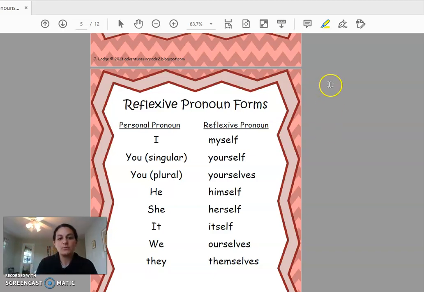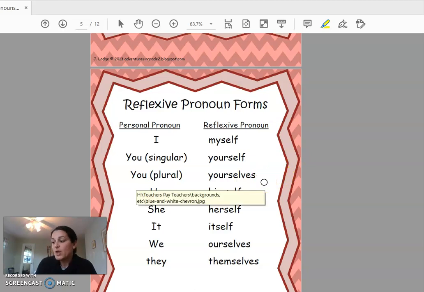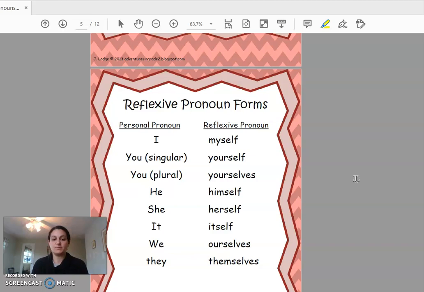For the next one where it says you, singular, and yourself, I wouldn't say, you got you ice cream. I would say, you got yourself ice cream. For the plural you, I could say, you got yourselves in trouble. And for the he and himself, I wouldn't say, he walked he to the playground. I would say, he walked himself to the playground.